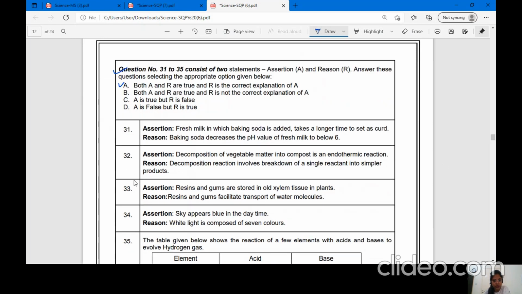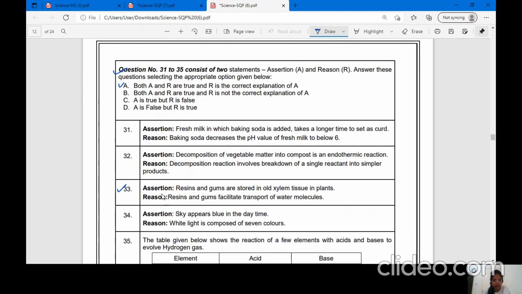Now here 33 question is biology question. So let's see what's the assertion. Resins and gums are stored in old xylem tissues in plant. Yeah, that's correct. Resins and gums are excretory products. So that is stored in the old xylem tissue in plant. What's the reason? Resins and gum facilitate transport of water molecule. Resins and gum, no, they don't have any role in water transportation. So this is false. So this is an easy assertion and reasoning. So what to select? Assertion is true, reason is false. So option C. Okay, option C is the answer.